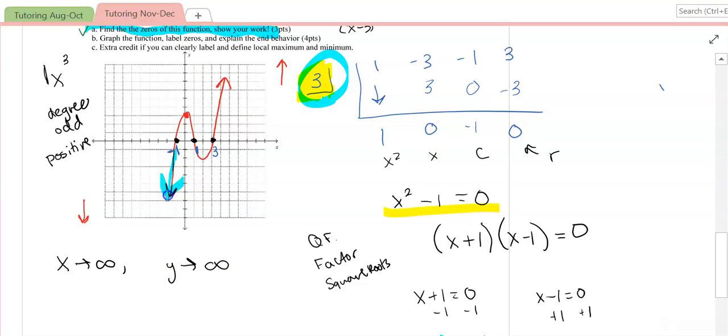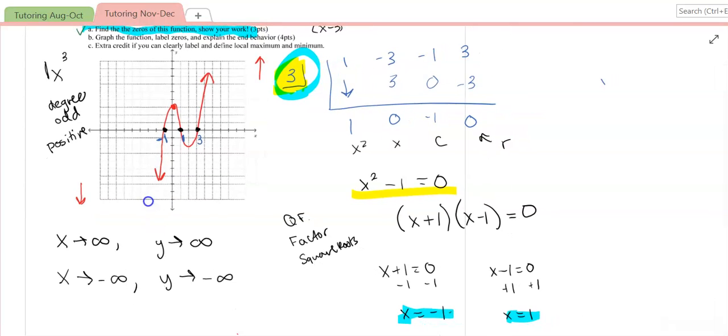Then I'm going to look at my other side of the graph. The mathematical notation for that side of the graph is as x approaches negative infinity, as x gets smaller and smaller. Because that arrow goes down, that means y also gets smaller and smaller. So y also approaches negative infinity.